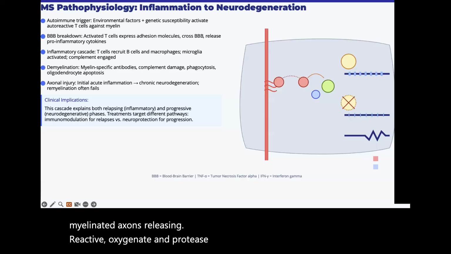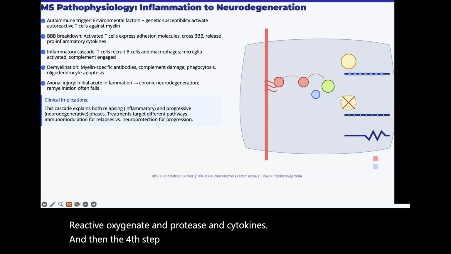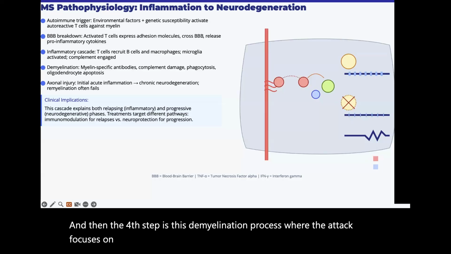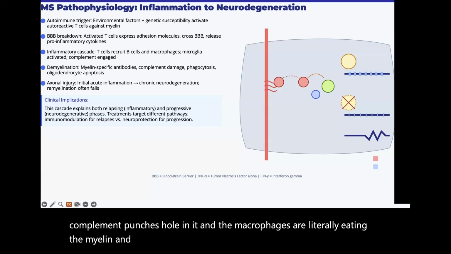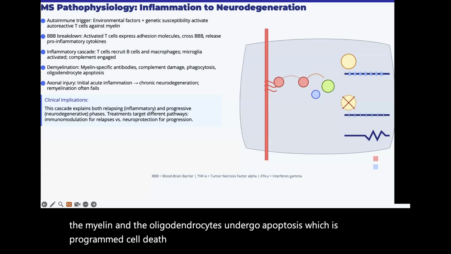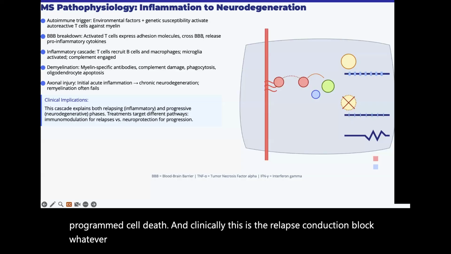And then the fourth step is this demyelination process where the attack focuses on myelin-specific antibodies which bind up the sheath. And then complement punches holes in it, and the macrophages are literally eating the myelin. And the oligodendrocytes undergo apoptosis, which is programmed cell death. And clinically, this is the relapse conduction block, whatever pathway is inflamed, optic nerve, spinal cord, or brainstem.